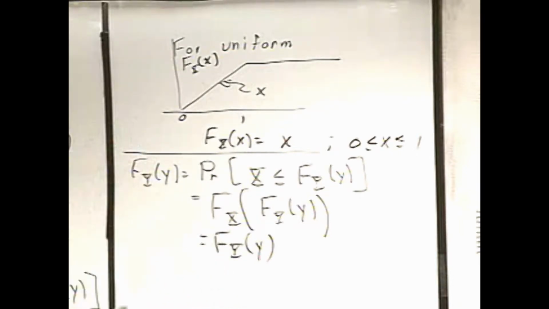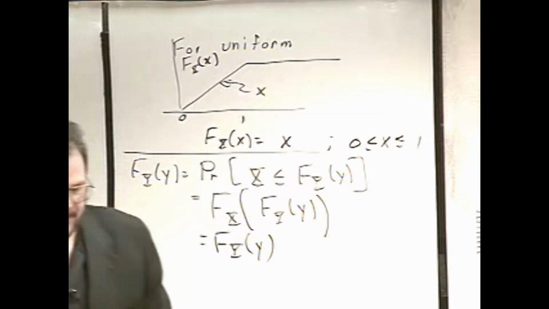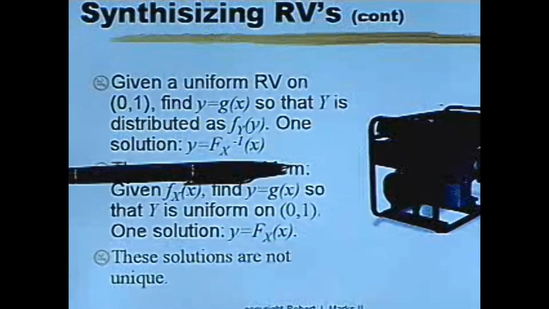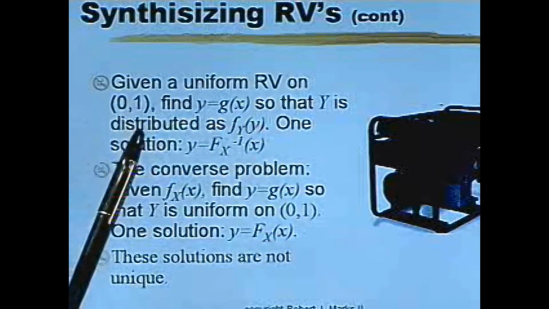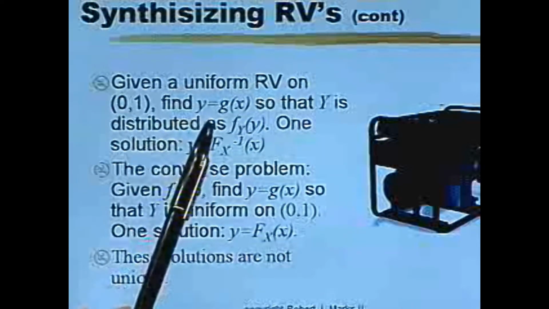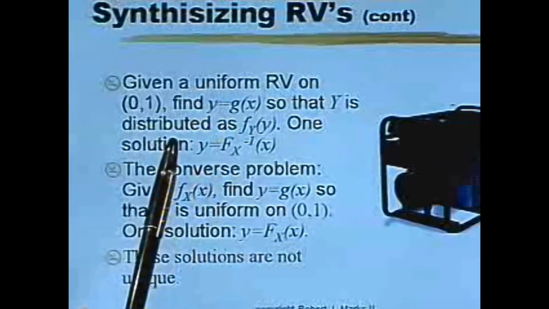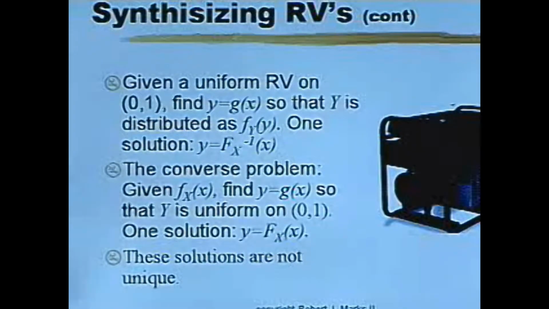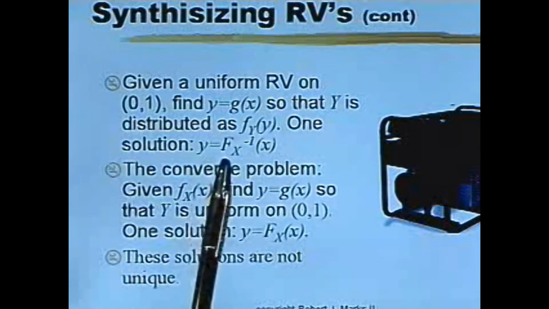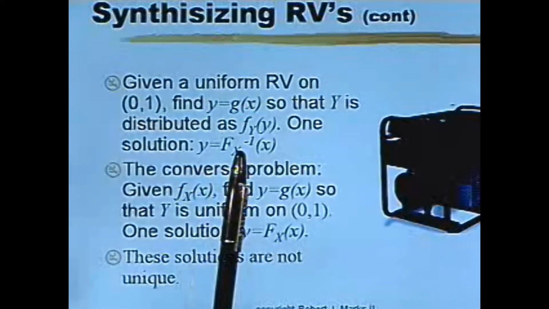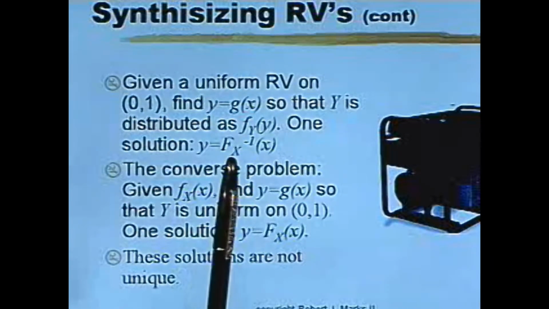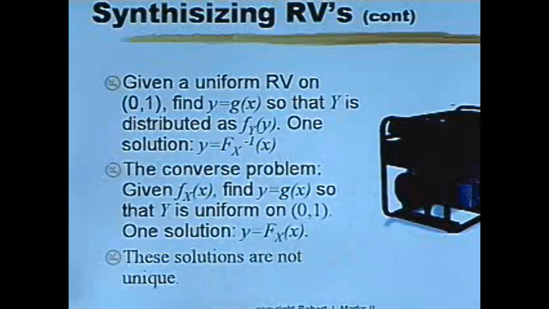So this is the synthesis problem. And let's go back to the overhead, and let me show you what the summary is. Given a uniform random variable on 0 and 1, we want to find the nonlinearity y is equal to g of x so that y is distributed as some given density function. One solution, not the solution, but one solution, is that y is equal to f sub y inverse as a function of x. Okay? Interesting problem.